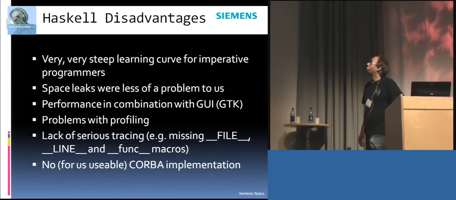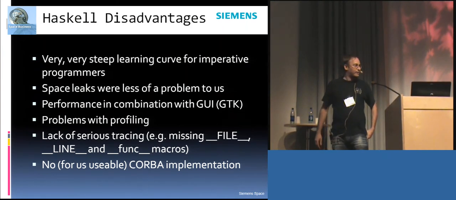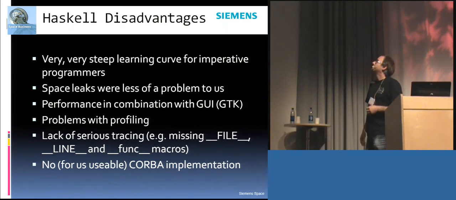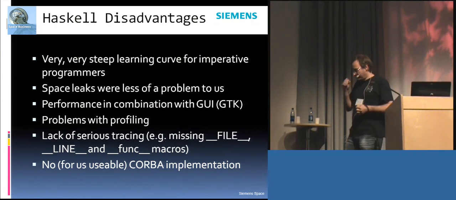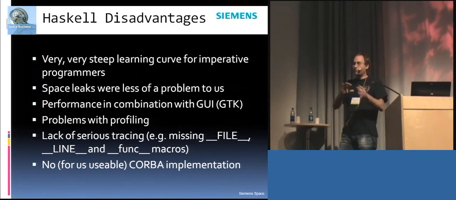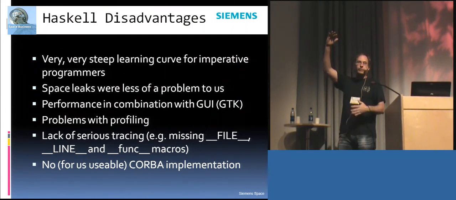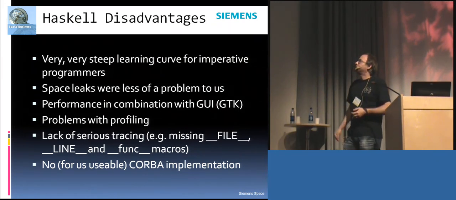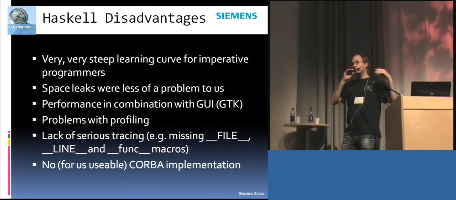Space leaks were interestingly less of a problem for us. I think it's because of the I/O-driven nature of the application, so the thunks don't have a chance to get built up. We had some performance problems in combination with the GUI. I think it's mainly because the GTK binding uses Haskell standard strings, which are just a list of characters. And the conversion to the low-level C string type, if you have lists with 40,000 parameters, can get slow. We are still on the green side. We decoupled the GUI from the processing model, so that the performance doesn't impact the model itself.